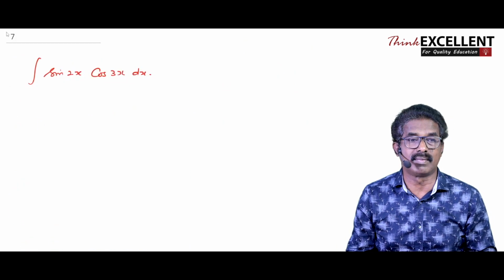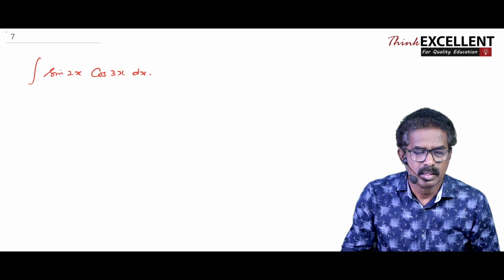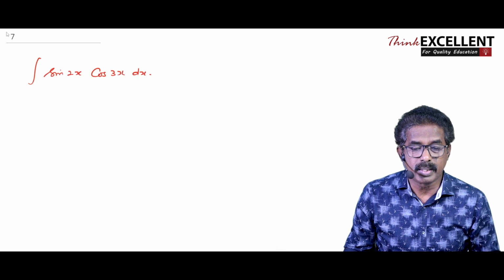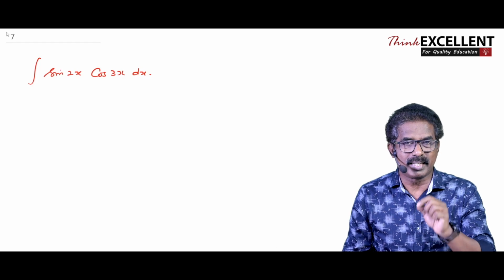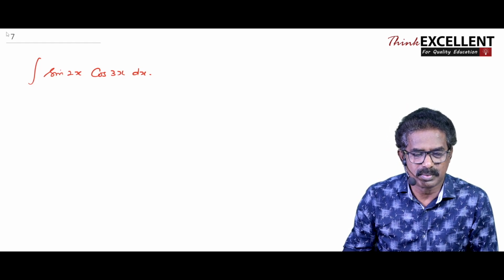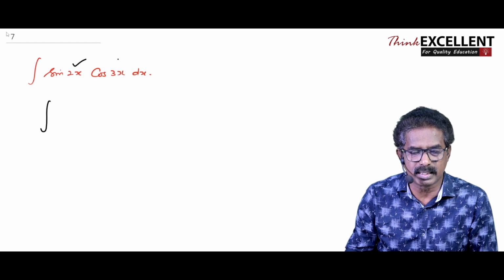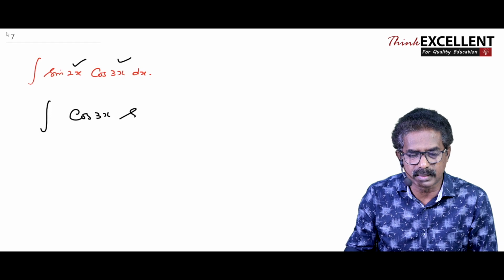Now, question number 7. Integral sin 2x cos 3x dx. You need a trigonometric identity, right? So, integral, first we write the greater angle. Here 2x, here 3x. So, cos 3x sin 2x.